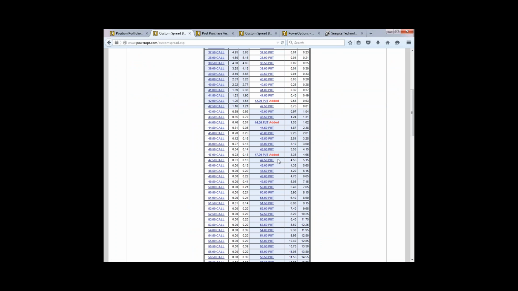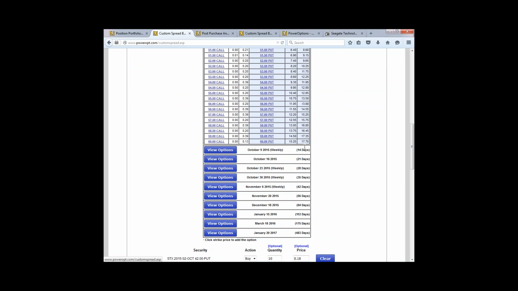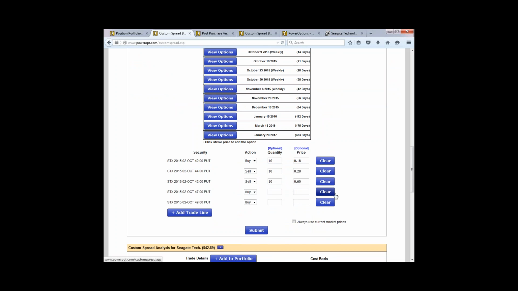I'm sorry, there's a 2-point strike difference from the 44. I need to go to the 49. That's not what I want. I need to go to the 49, 470 to 675. Let's call it even $2. So $1 midpoint, so 570 ask. Let's clear that out. I'm going to buy 10, 570.